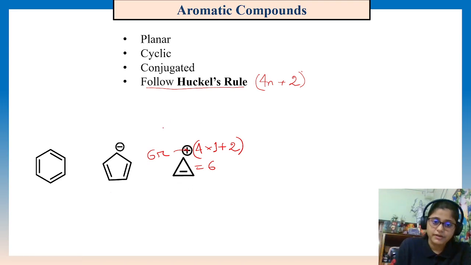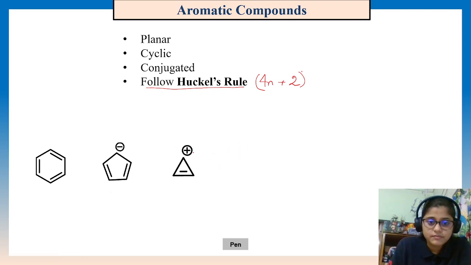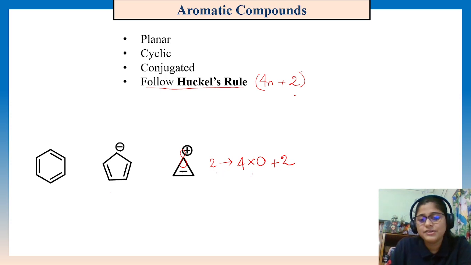Now this one. Here the positive charge is there only, so it has a vacant orbital. So the number of pi electrons is 2, right? But how can we say whether this follows the rule or not? Let's try 4 into, let's say 0, plus 2. What will it give? 2, right? So here n equals 0. So this is also aromatic. So these 3 are aromatic.